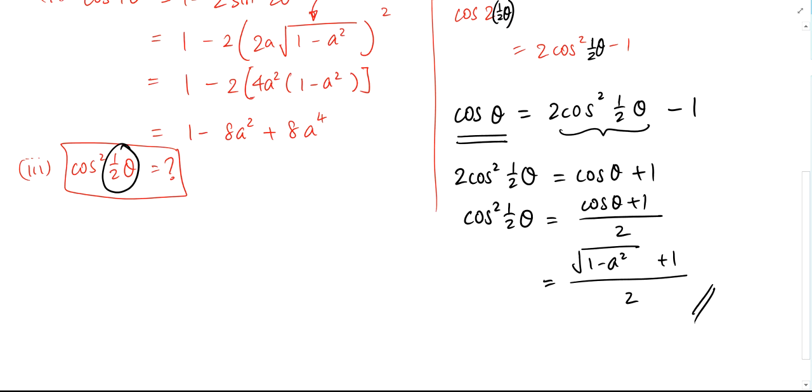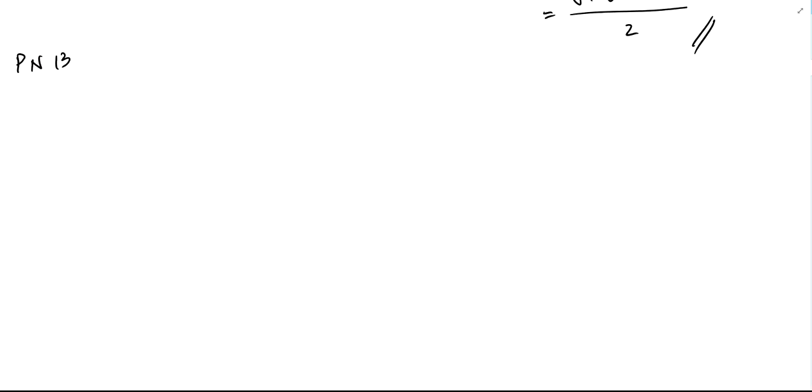So this is the answer for part 3. Now moving on to practice 13. Question 1. We have to solve 2 sine 2x minus 3 cosine x is equal to 0.